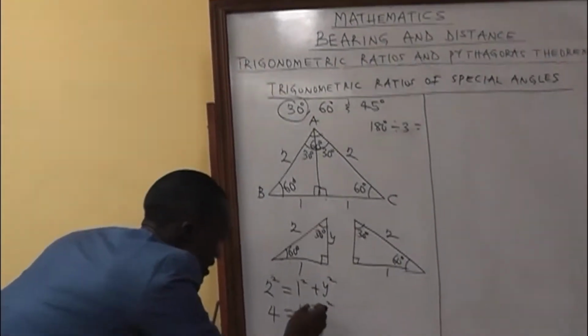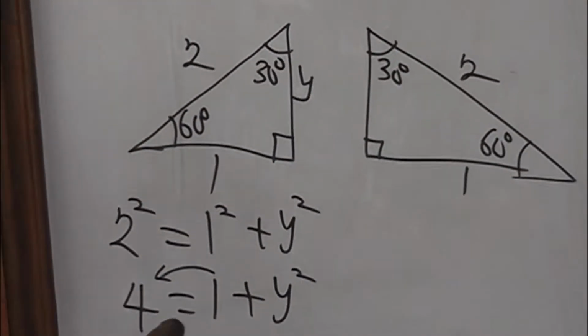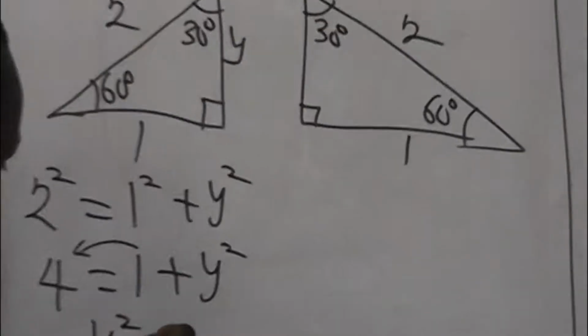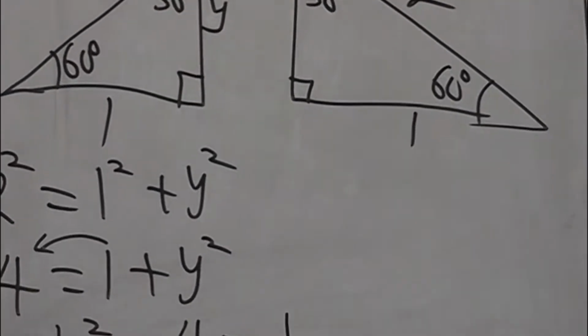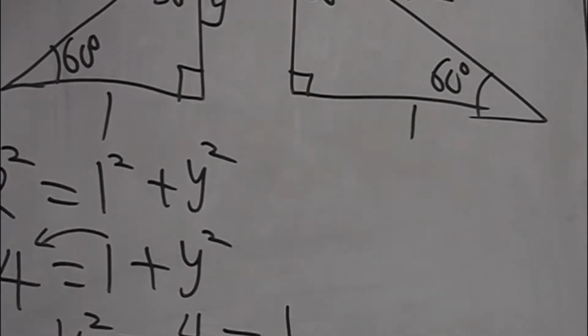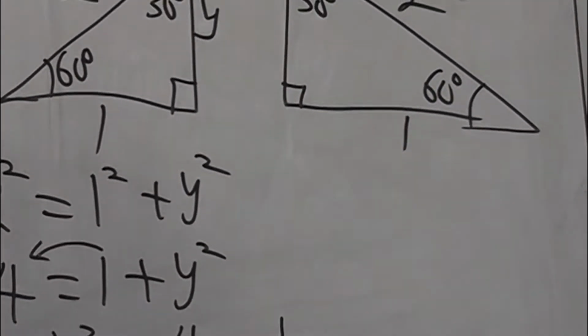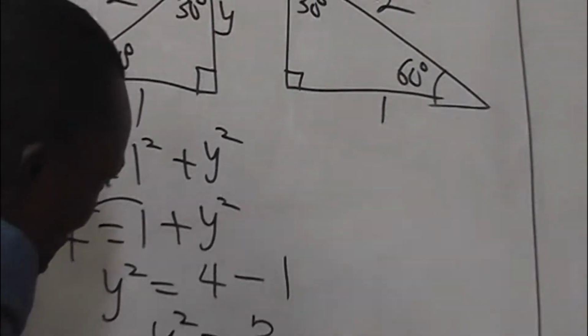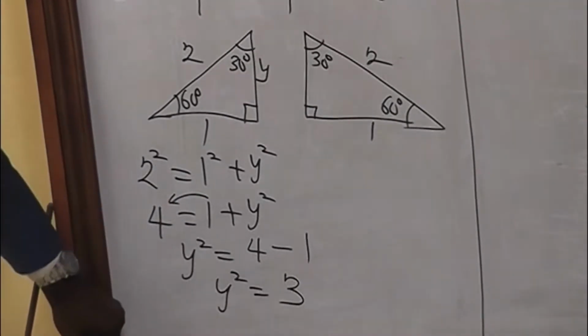So from here, the next thing we do is to take the 1 across to collect like terms. So we have y square is equal to 4 minus 1. When we have 1 like this, it is the same thing as plus 1. So we have y squared equal to 3. And the next thing to do is to take the square root of both sides.